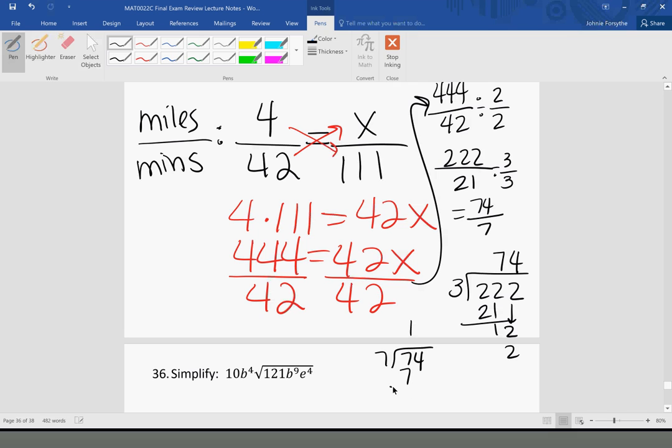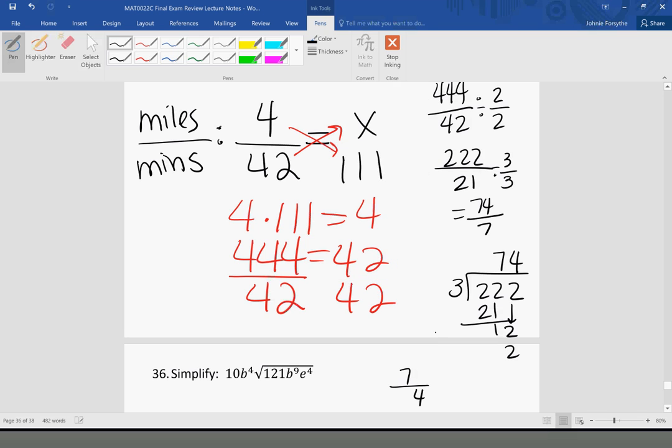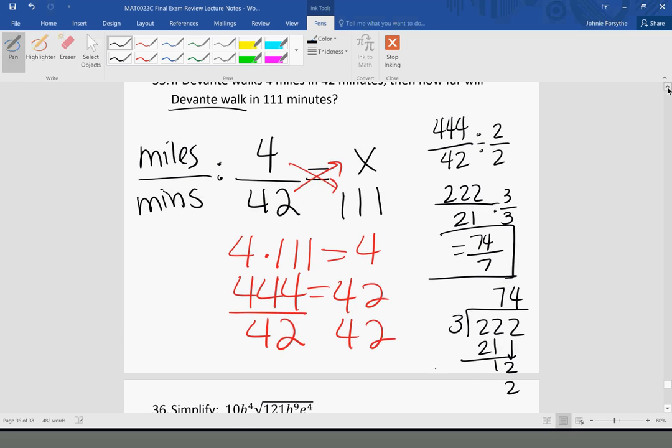1 times 7 is 7. Subtract, bring down the 4. And 7 goes into here 0 times. I'm going to get a decimal, so that's not going to work. So I can't divide 7 into 74. So my final answer is just going to be 74 over 7 miles.